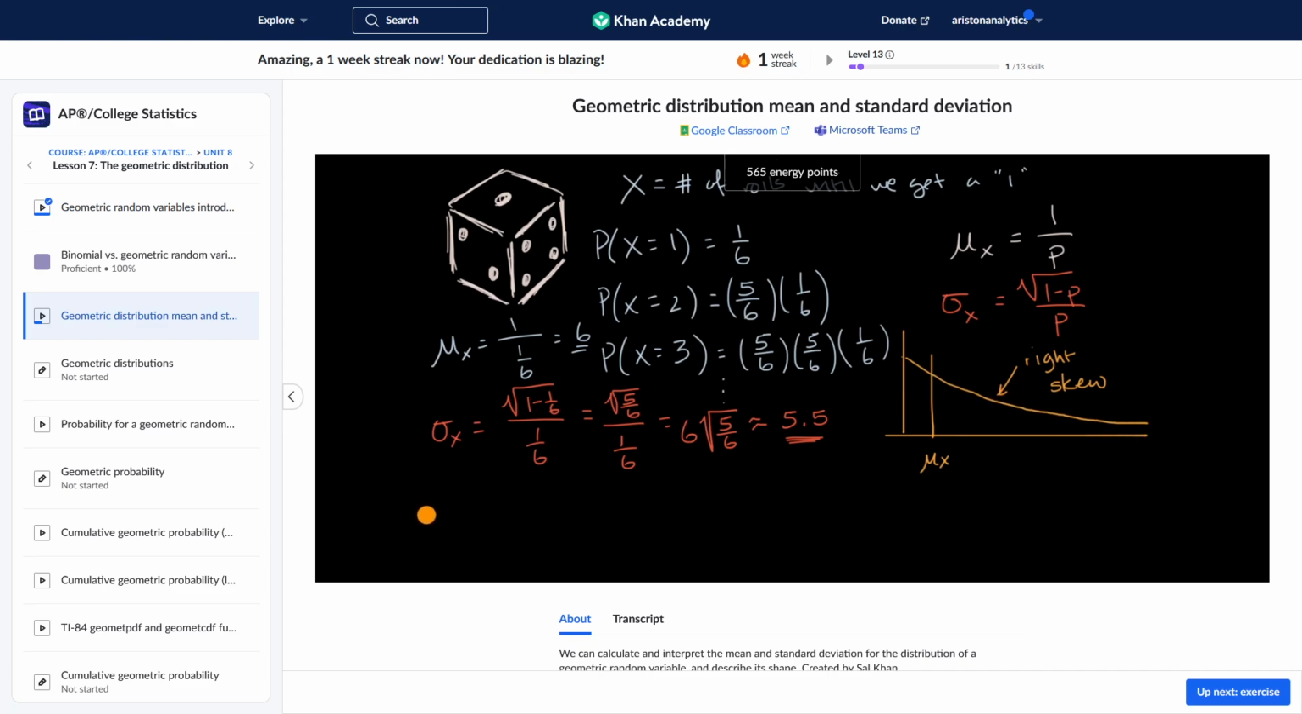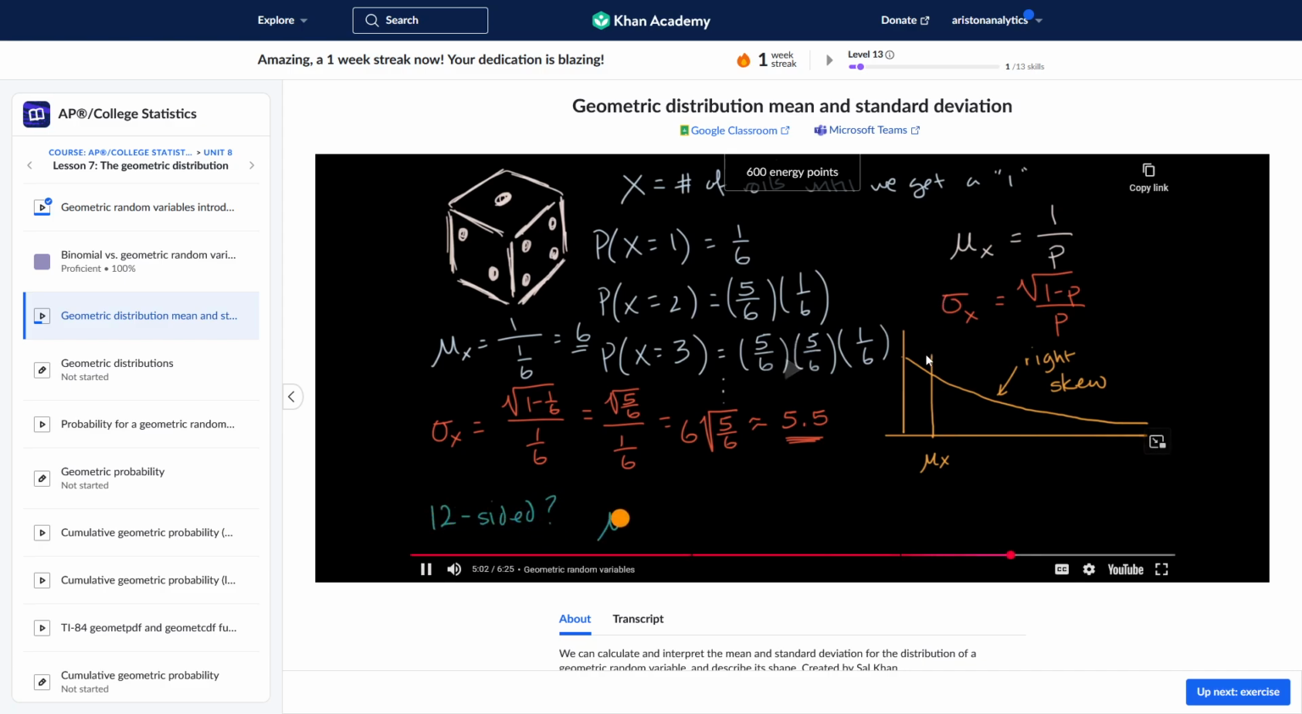Now, one last question. Instead of dealing with a 6-sided die, what would be the situation if we were dealing with a 12-sided die? What would then be the mean of our random variable? It'd be 12. And what would be the standard deviation of our random variable? The standard deviation would be the square root of 1 minus 1 over 12, over 1 over 12, right?